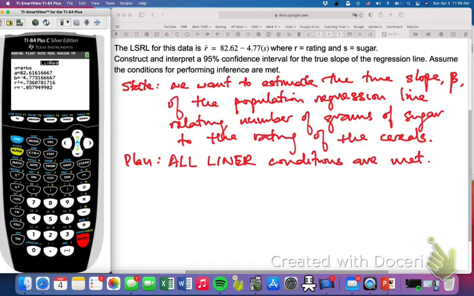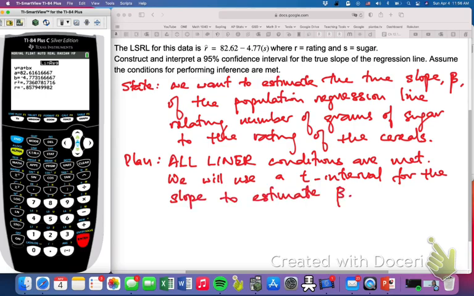So, the conditions are, there are 5 conditions, right? And the acronym for it is LINER. So it's linear, independence, normality, equal variance, and random. So all the conditions are met. So we will use a t interval for the slope to estimate beta, the true slope of the population regression line.